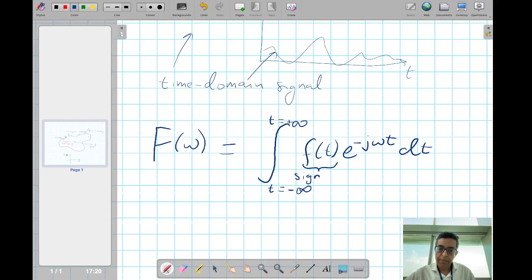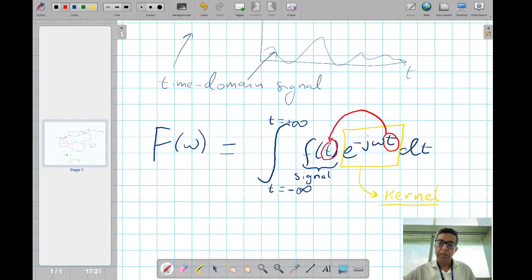Varying as a function of time. And then this thing here, we refer to as the Fourier transform kernel, or the kernel of the transform. The kernel contains a function of omega and a function of t. So this t here is, if you like, linked to this t here.